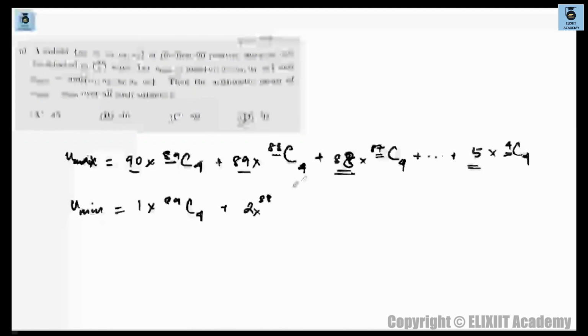So what is remaining next? 88. Then beyond 89, how many are remaining? 88 are remaining. So 88C4 plus 3 times of 87C4 and so on continues. This will continue till 4C4.